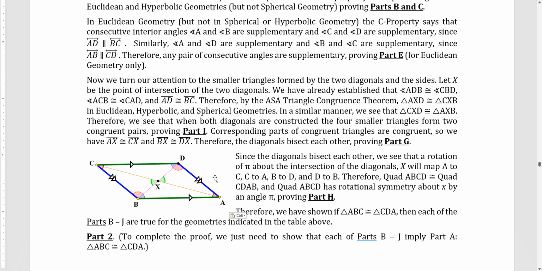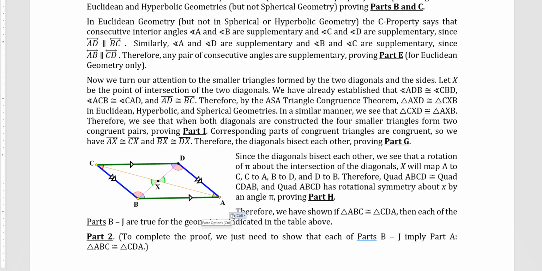Okay, so that proves part I. And corresponding parts of congruent triangles are congruent, so we have all the corresponding parts. Let's say CX and AX are congruent. That means X is the midpoint of side AC, and BX and DX are congruent. That makes X the midpoint of side BD. So we just proved that the diagonals bisect each other.